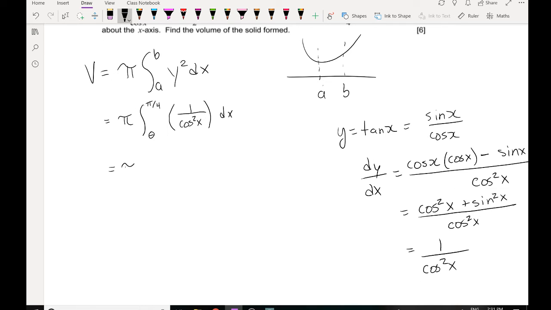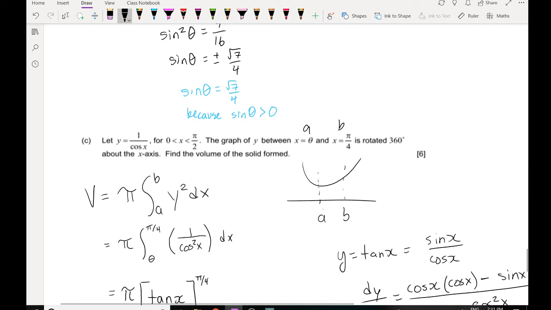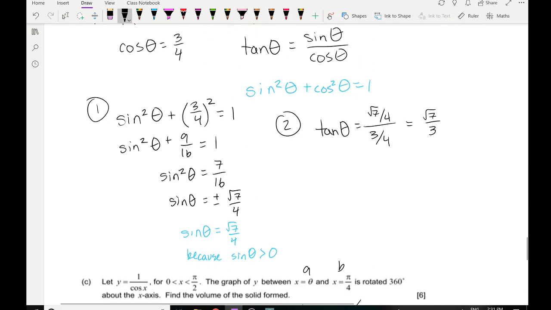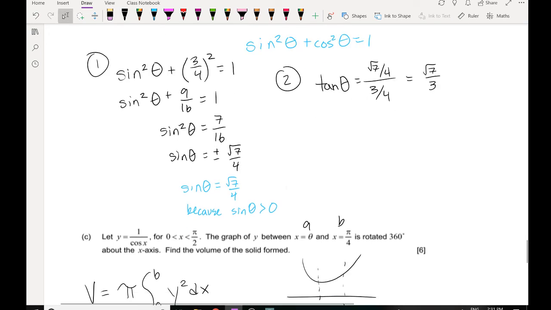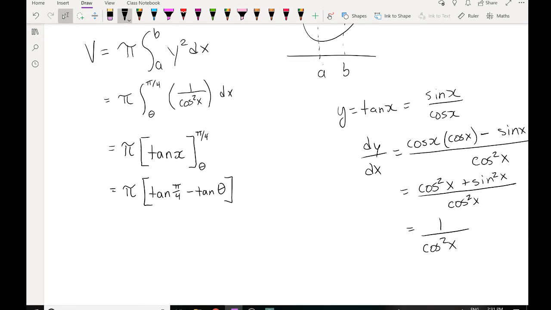So the idea then is when I integrate, what I have is tan x as the antiderivative of 1 over cos squared x, and I am going to evaluate that between my upper bound pi over 4 and my lower bound, which was theta. Now, I suspect many people here start to freak out at the notion that, oh, wait, I don't know theta. What am I supposed to do here? But that theta is the same theta that we were using up here. So we already figured out that tan theta is root 7 over 3.